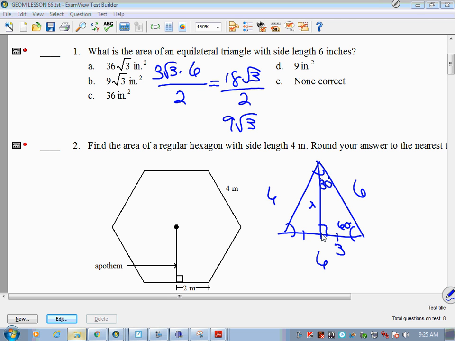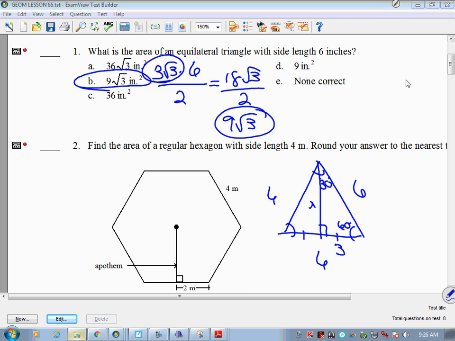That's not the only way to find that. You don't have to know your 30, 60, 90s to do that. I could have also solved this using the Pythagorean theorem. 3 squared plus b squared equals 6 squared, and I still would have gotten 3 radical 3 here. I still would have gotten 18 radical 3 divided by 2, and 9 radical 3 inches squared. Does everybody understand how we could have used the Pythagorean theorem to find the height of that triangle? I'm getting most people shaking their head up and down.